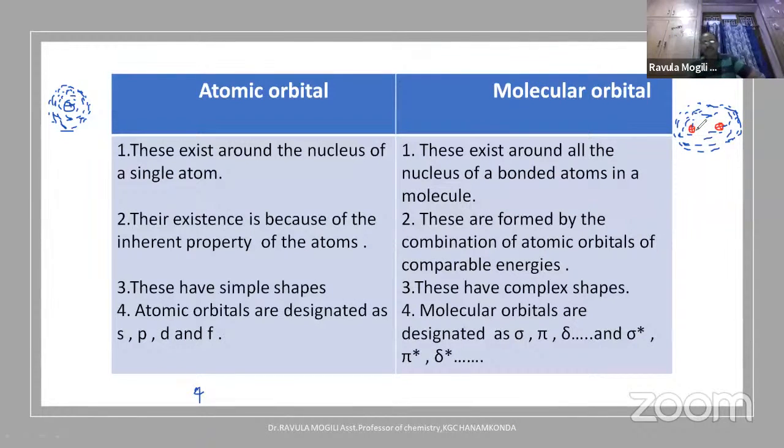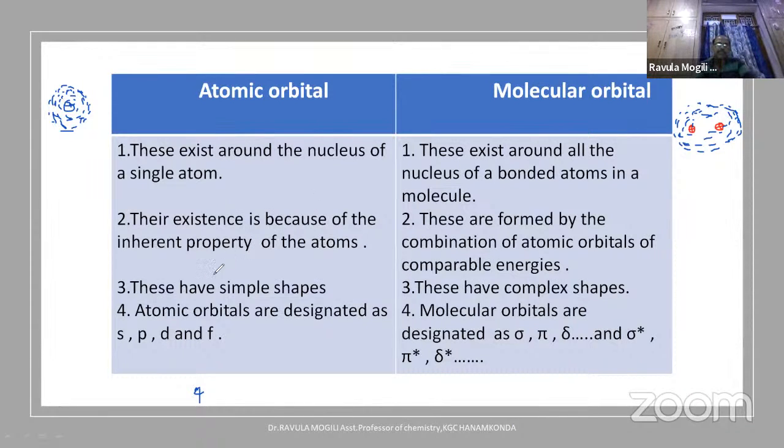So the difference between atomic orbitals and molecular orbitals: atomic orbitals exist around the nucleus of a single atom, while molecular orbitals exist around all the nuclei of the bonded atoms in a molecule. The existence of atomic orbitals is because of the inherent property of the atom. Molecular orbitals are formed by the combination of atomic orbitals of comparable energies. Orbitals that have similar energy form molecular orbitals.